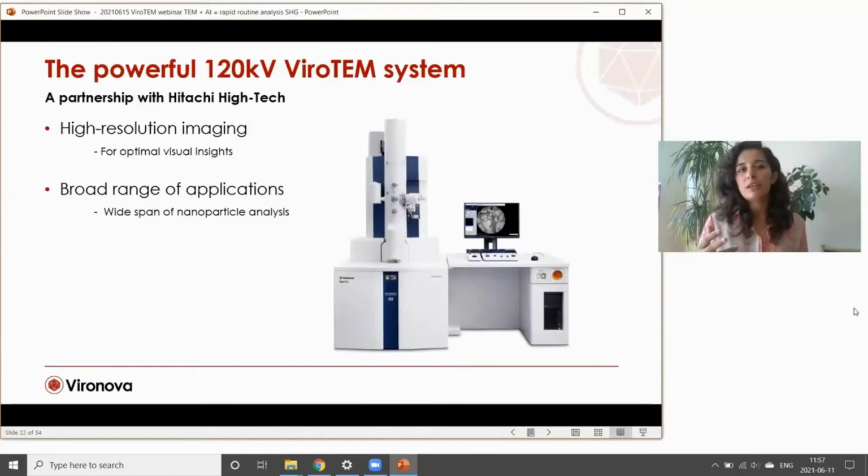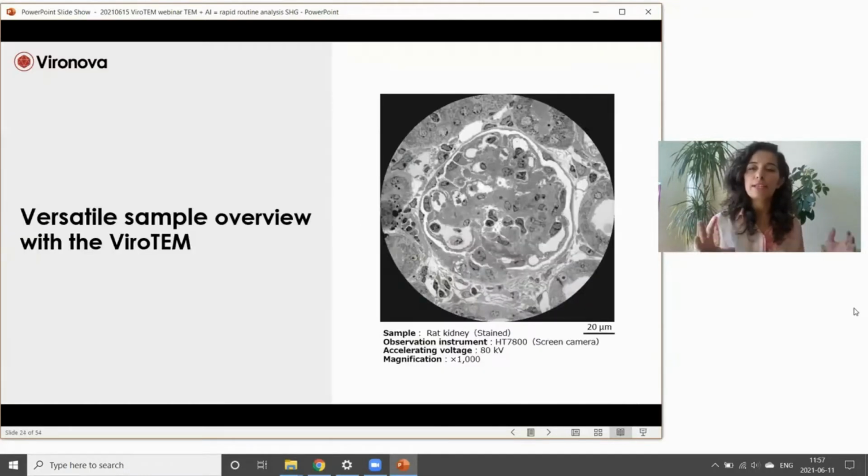The good thing is with the ViroTEM, you don't only look at things in fine detail, you can have a really broad range of applications, a wide span of nanoparticle analysis. And this is because of the wide acceleration voltage. It means you can look at things in fine detail, but you can also zoom out quite a lot and get a good overview of your sample. In this image, we've got some thin sections of rat kidney, and you can see the beautiful details that you get here and the overview that is extremely useful in many applications.